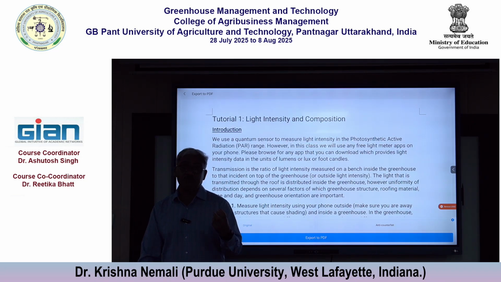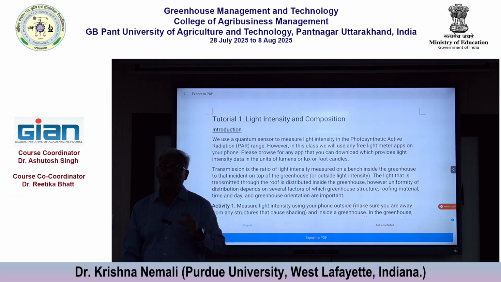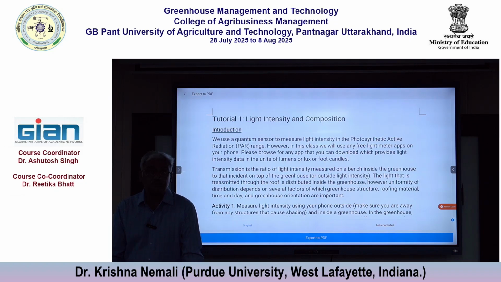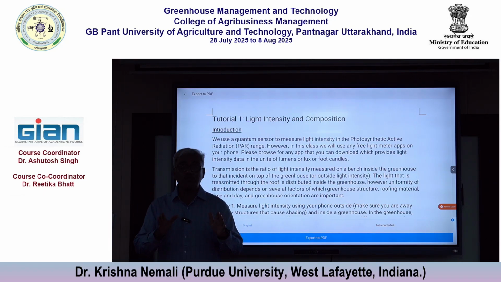So how do you measure that? We use a sensor called a quantum sensor. Okay, a quantum sensor is used to measure light intensity. The quantum sensor measures the photons falling on a unit area, meter square in this case, per second. But then you have to ask this question. You also learned about composition this morning. So what photons are being measured by a quantum sensor? Quantum sensors generally measure photons in the range of 400 to 700 nanometers.